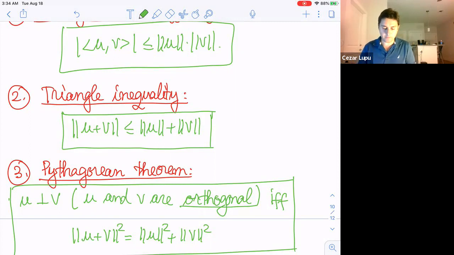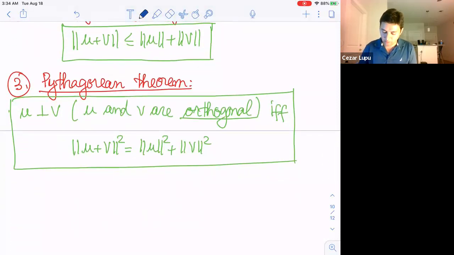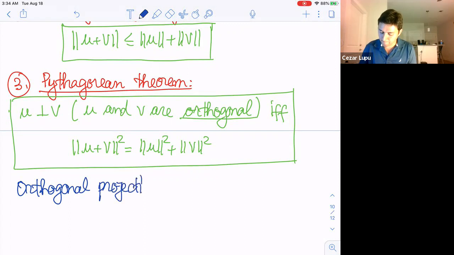Now, let me talk about something else, which will be relevant to this. We're going to talk about orthogonal projections in inner product spaces. So we're going to take a vector and we want to project it on another vector. And you'll see that will be very important here in inner product spaces.